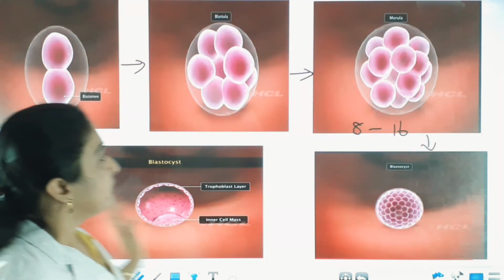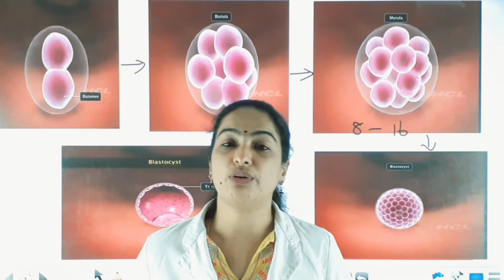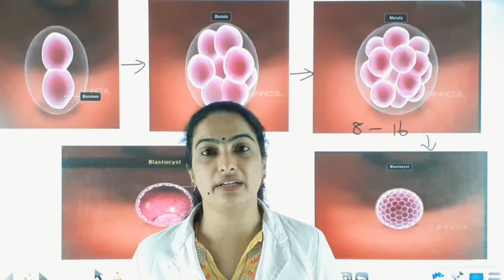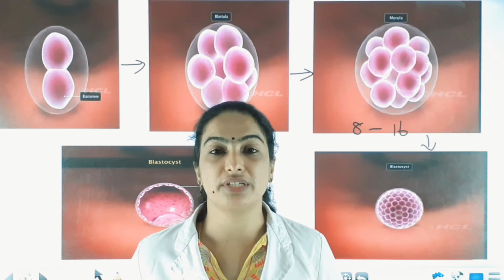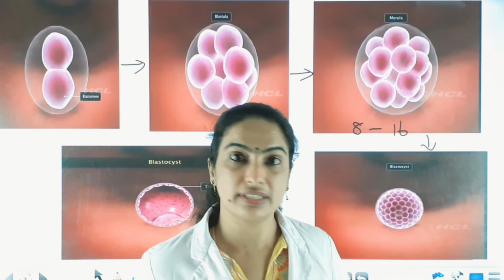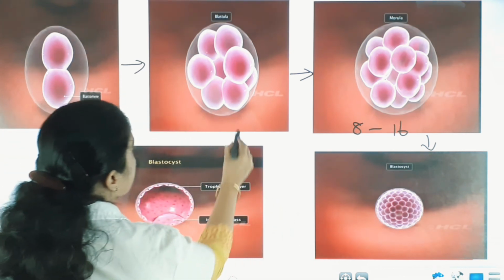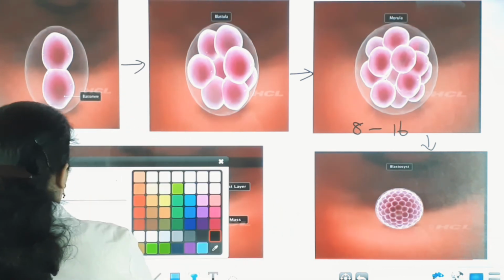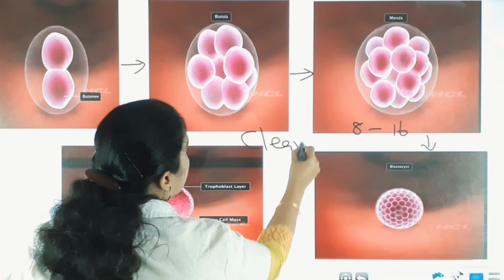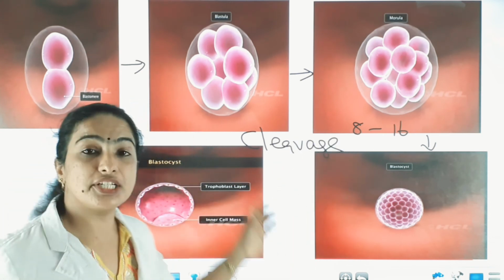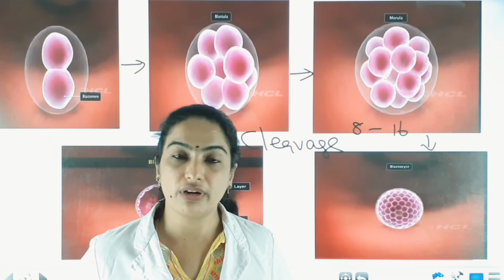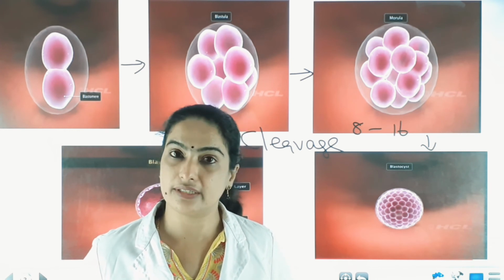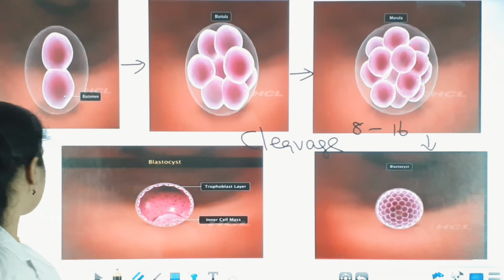So clear? Now, as I told you, the zygote undergoes repeated mitotic division, and that repeated mitotic division of the zygote is called cleavage. So clear? So what is cleavage? Cleavage is the repeated mitotic division of the zygote before implantation. So clear?